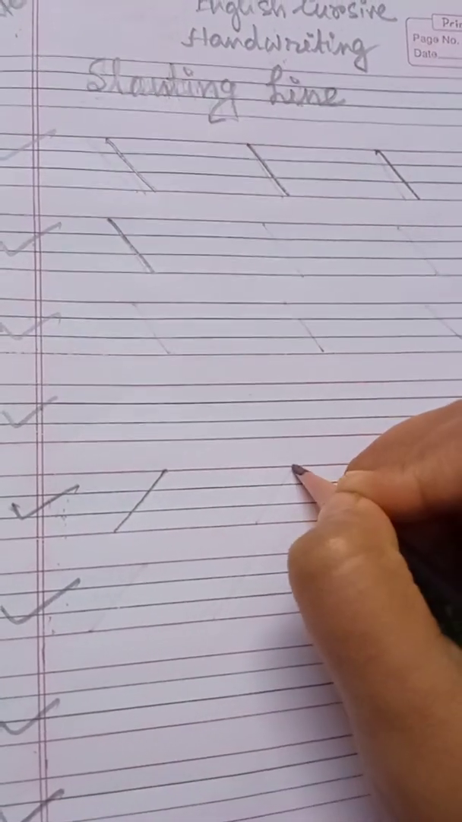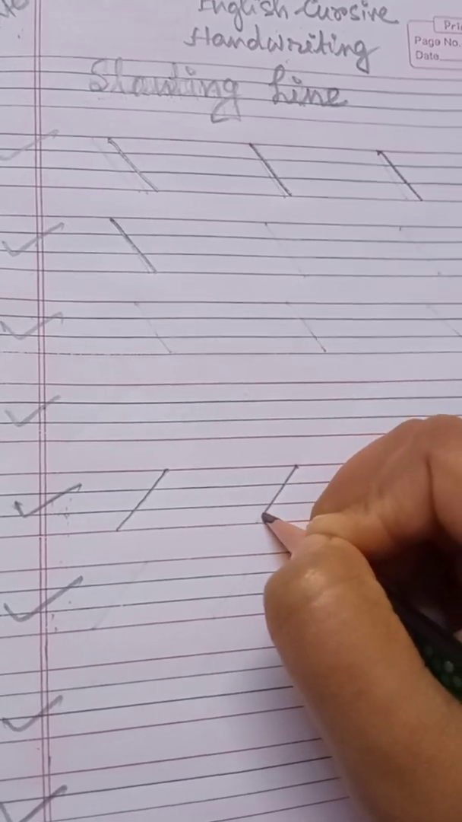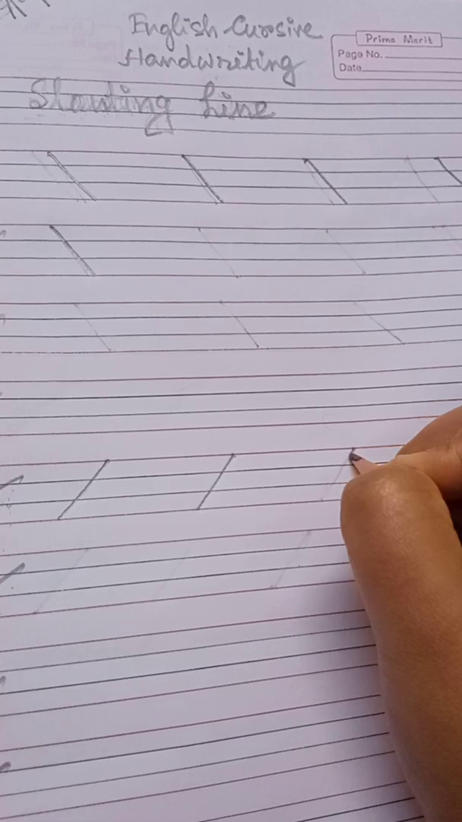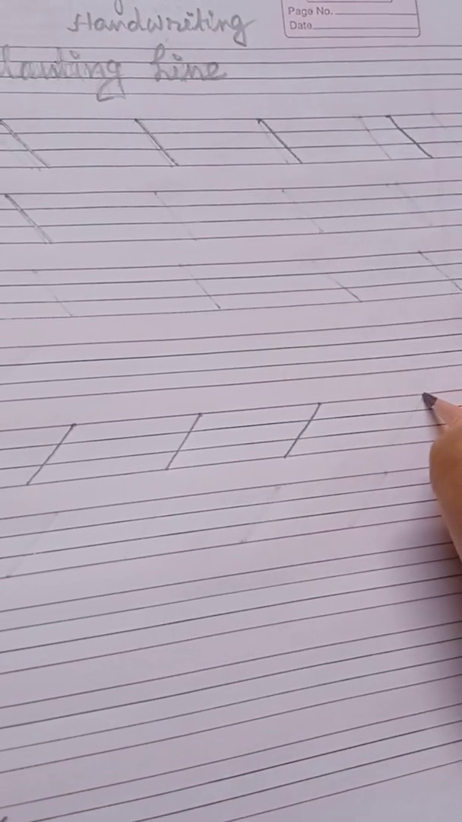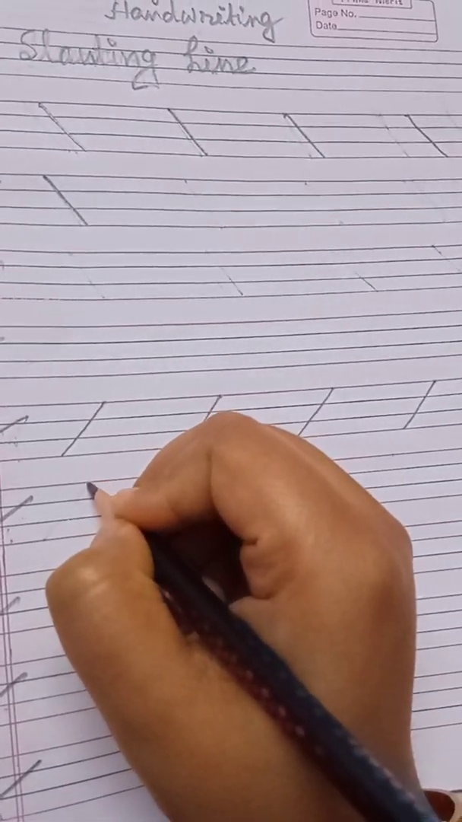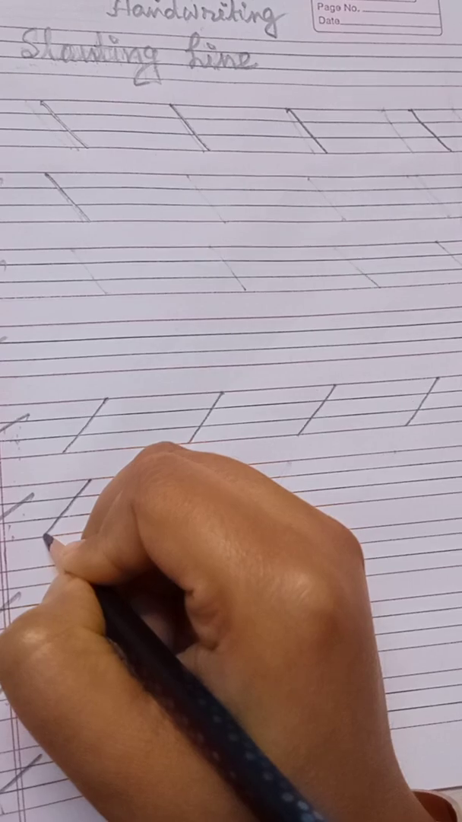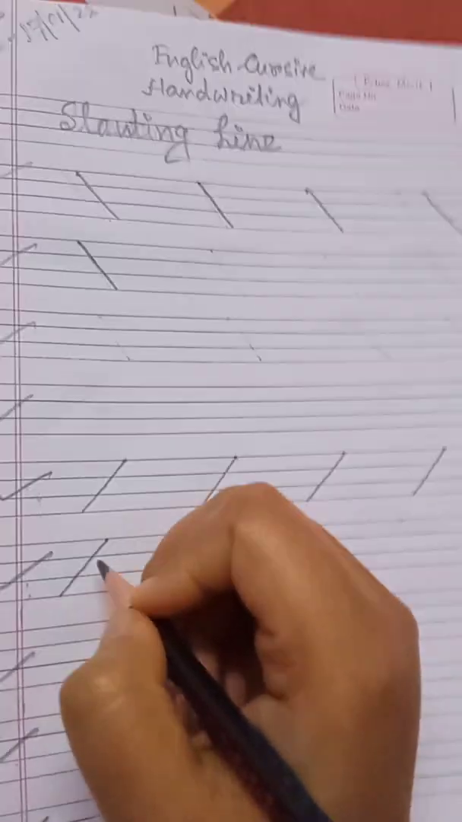So from here, start from the dot and slant down to the right. This is called right slanting line. Again I am going to draw it. Start from the dot and slant down to the right is called right side slanting line. Again I am going to repeat for the last time. Start from the dot, slant down to the right and end here. So this is called right slanting line.